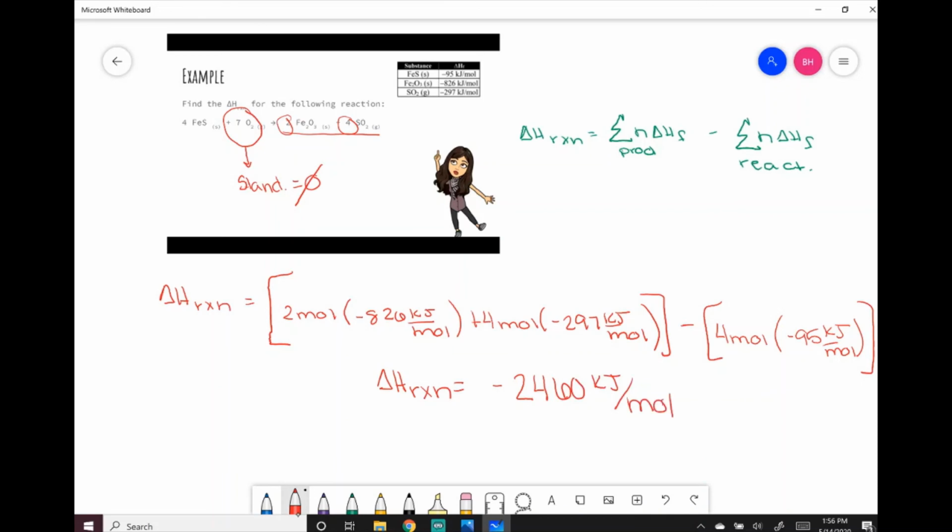So again, if you're asked to find the delta H of reaction, you might have to use some delta H of formations to solve that. The one thing you want to remember is to pay attention to things that are in their standard state, because those will be 0.